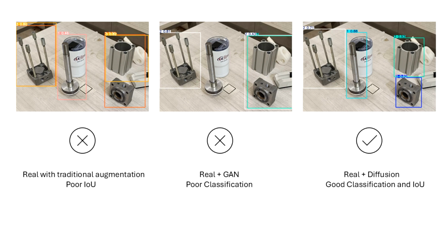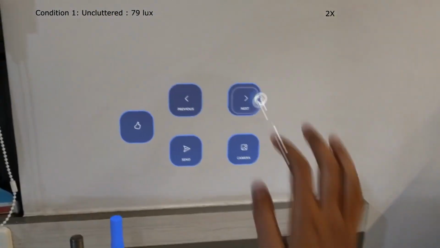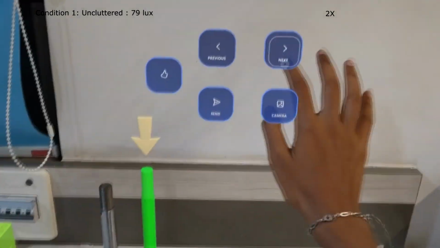We then compared our model with models tuned on traditional augmentation technique and GAN-augmented dataset and found failure case. We then tested our model on an MR application for assembling a pneumatic cylinder, in 3 different conditions. In the first condition, the task was performed in a well-lit and uncluttered environment, 79 lux.